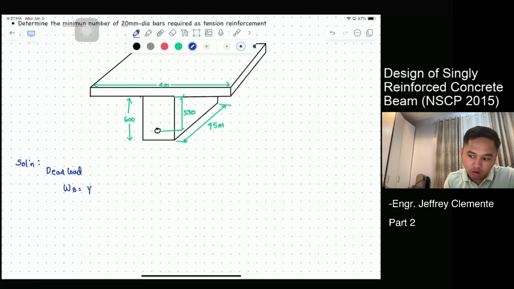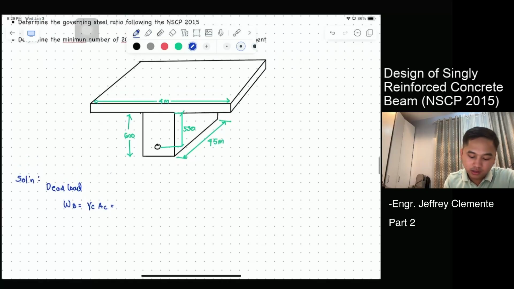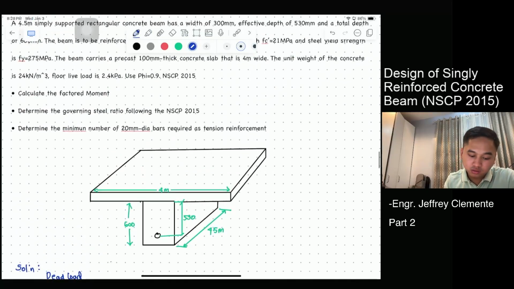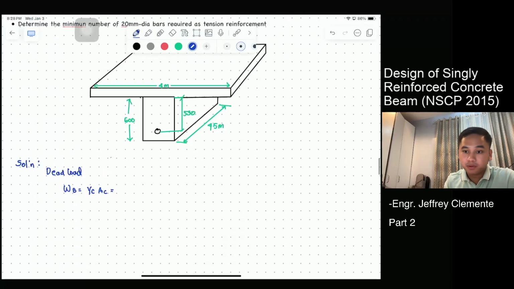Gamma of concrete multiplied the area of concrete. Di ba? Gamma multiplied the area, unit weight multiplied to the area ng concrete, makukuha mo yung uniform load. Di ba? So, gamma ng concrete, sinabi, 24 kilonewton per meter cube. So you have 24 kilonewton per meter cube. Multiply to the area ng concrete.